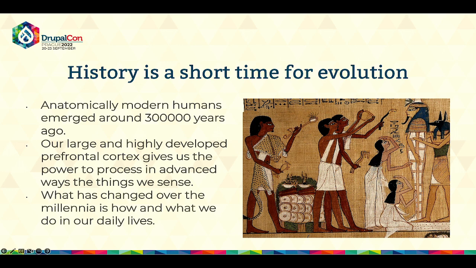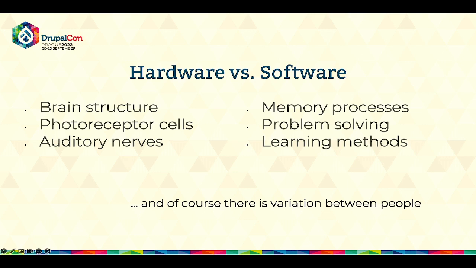So we have hardware, but we also have software. We have a certain brain structure, certain kinds of cells in our head. In our eyes, we have certain types of photoreceptor cells, and we have certain types of auditory nerves. And this is something that dates back 300,000 years. Actually, in recent times, our brain size has even been slightly decreasing.